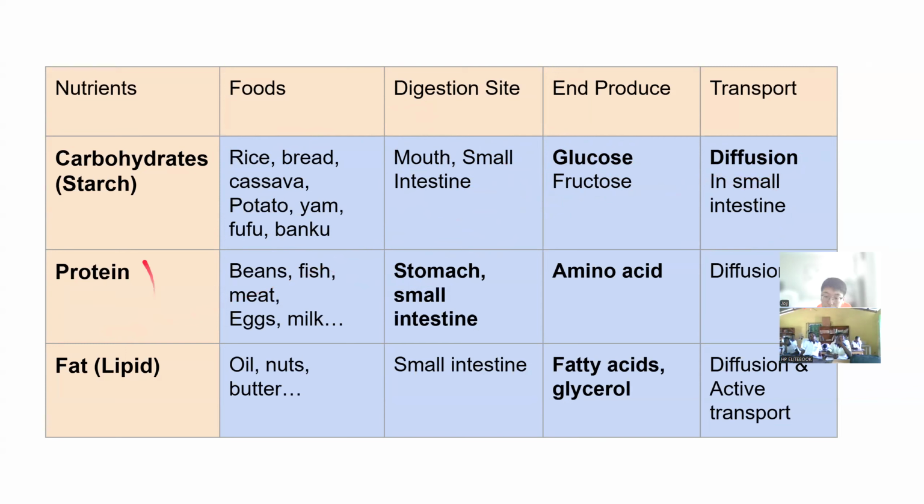And proteins are things like beans, fish, meat, eggs, milk. They are digested in the stomach and small intestine. The end product is amino acid. Finally, fats, which are like oils, nuts, and butter. All of these are fats, and they are digested in the small intestines. And end products are fatty acids and glycerols.